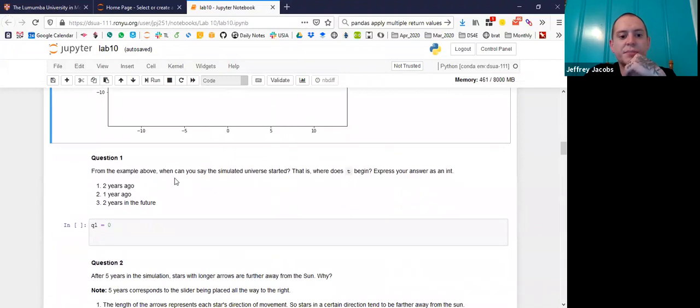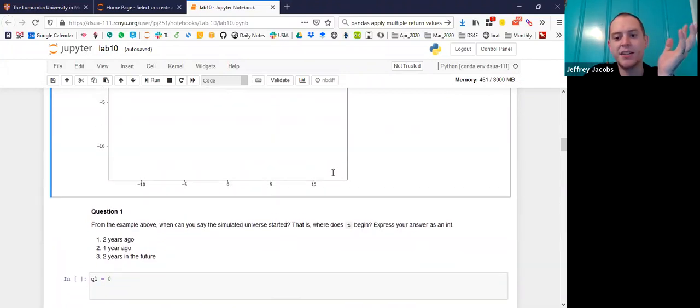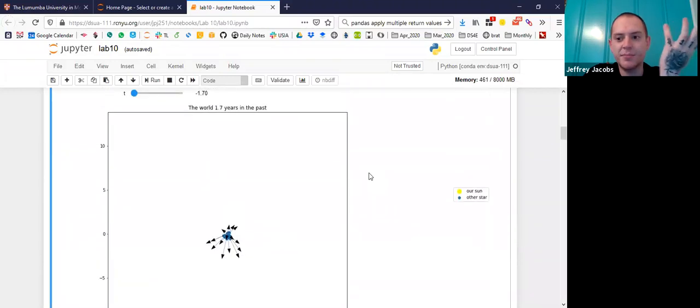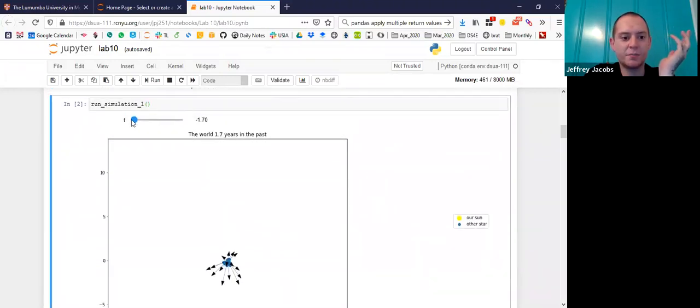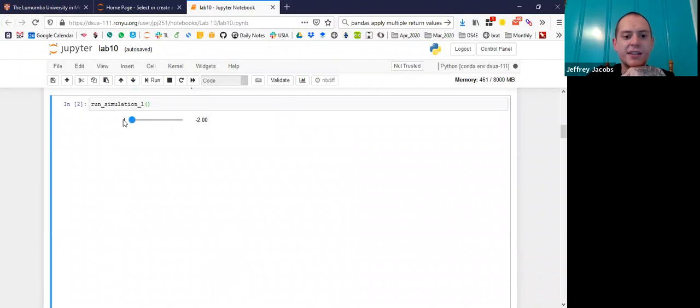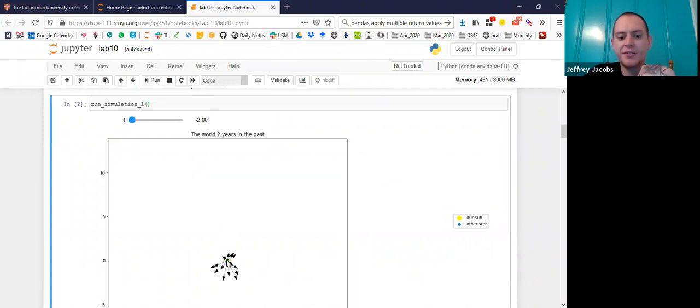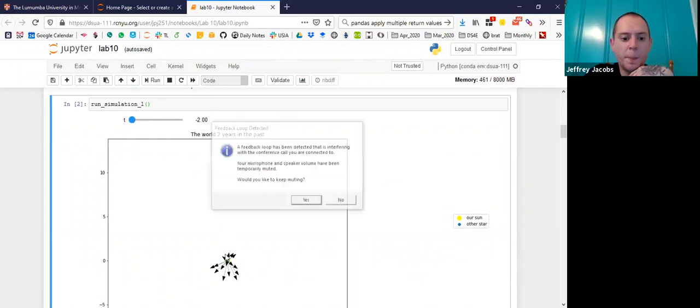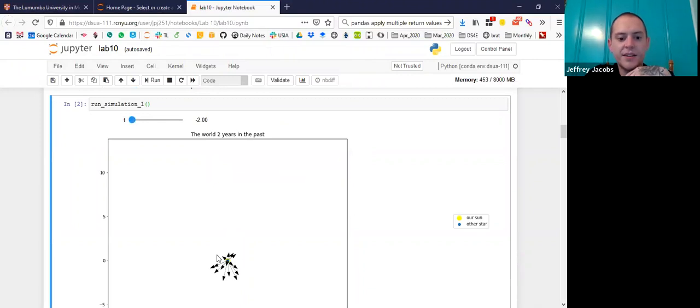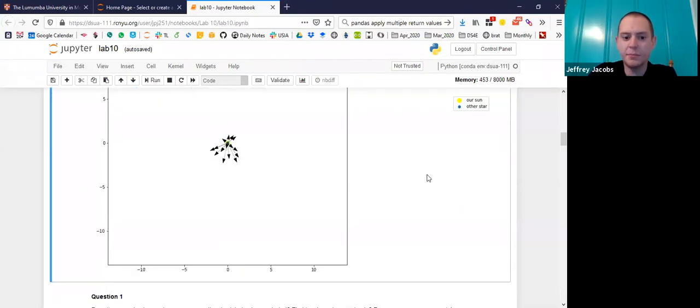So from the example above, when can you say the simulated universe started? Where does t begin? In this case, we found it out by just moving the slider back and forth, and we see that at -2, we've gotten to a point where every single star is at the same point, right? So that's the start of the Big Bang. The Big Bang happened from this point. So that's t equals -2, 2 years in the past in this model.